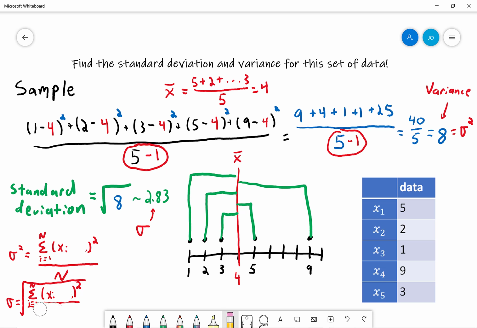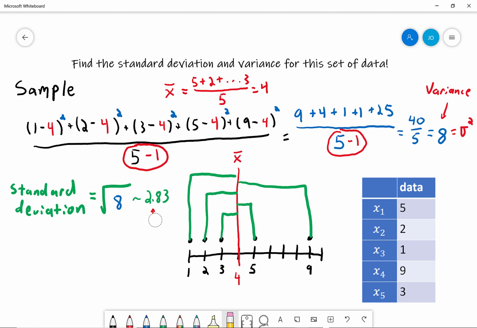I'm going to change these formulas up slightly, maybe all together. But when you find the variance and the standard deviation of a sample, which we denote as s squared and s, you divide by the number of observations minus 1 instead of just the number of observations.